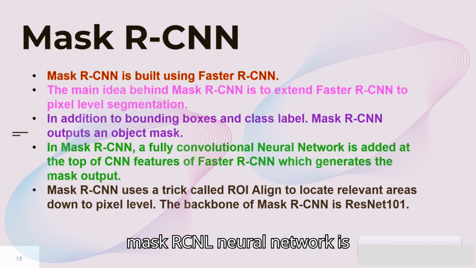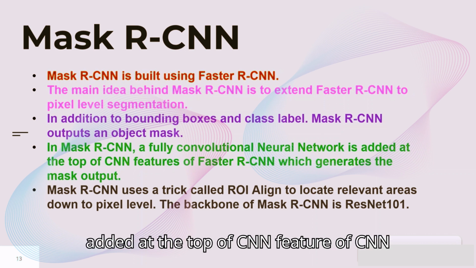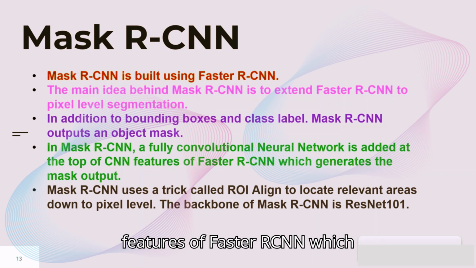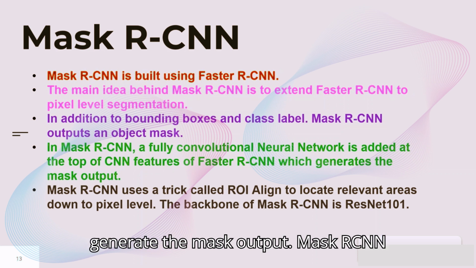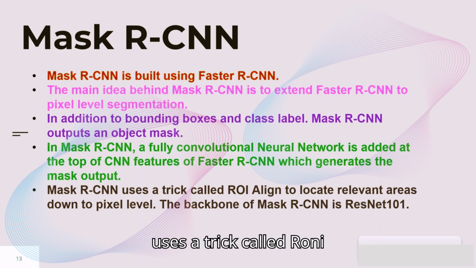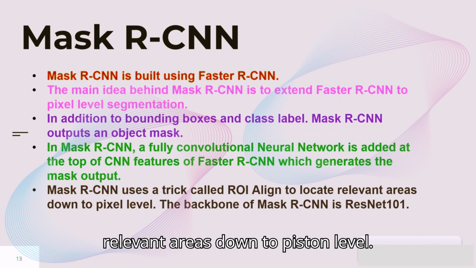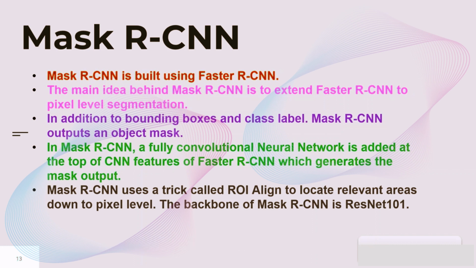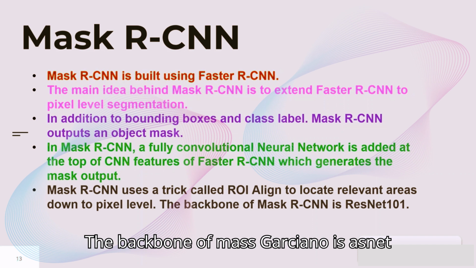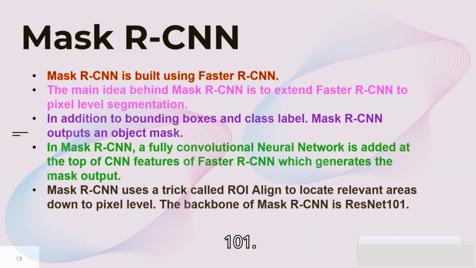In Mask RCNN, a fully convolutional neural network is added on top of the CNN features of Faster RCNN, which generates the mask output. Mask RCNN uses a trick called ROI Align to locate relevant areas down to pixel level. The backbone of Mask RCNN is ResNet 101.